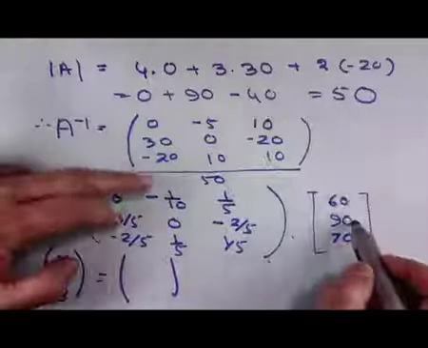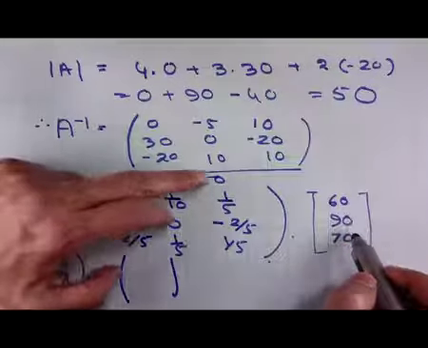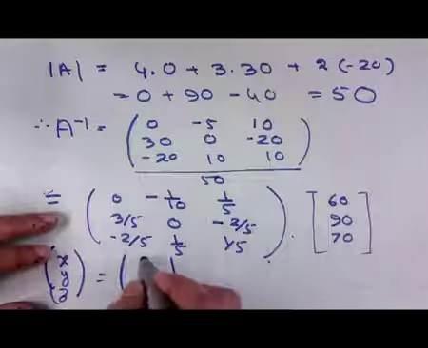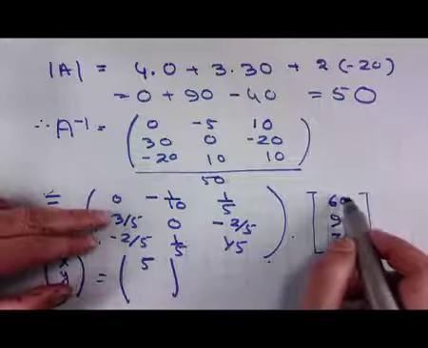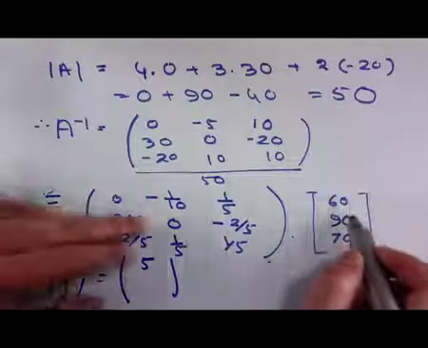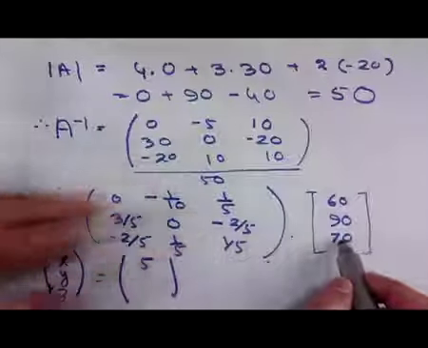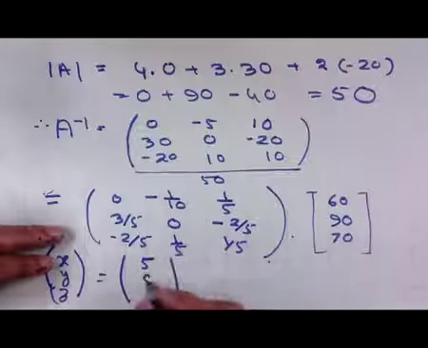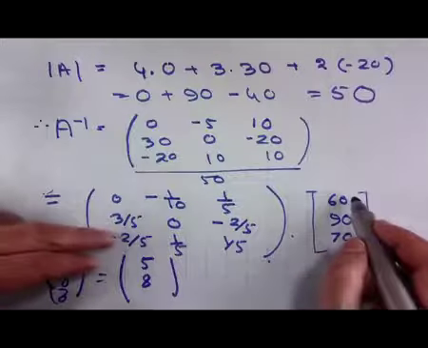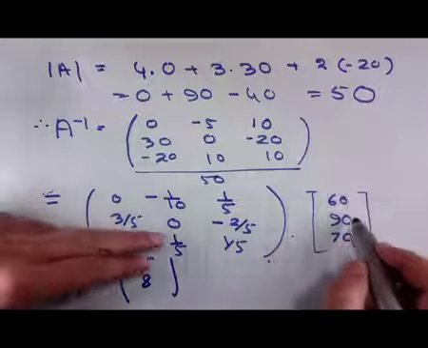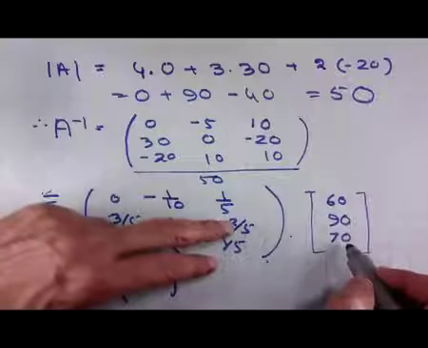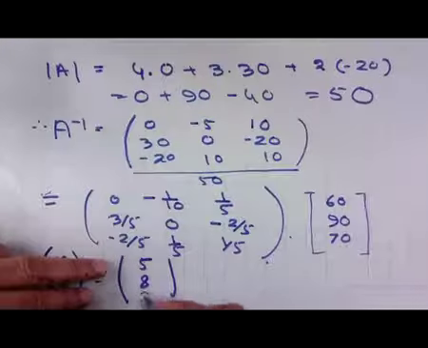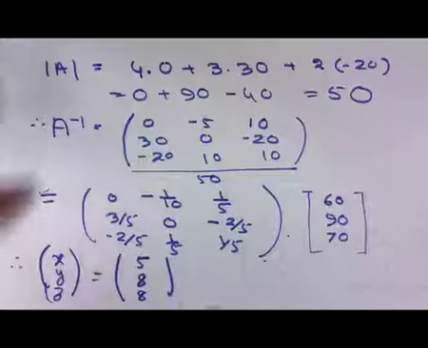0, minus 9 plus 14 is equal to 5, 36 minus 28 is equal to 8, minus 24 plus 18 is equal to minus 6 plus 14 is equal to 8.